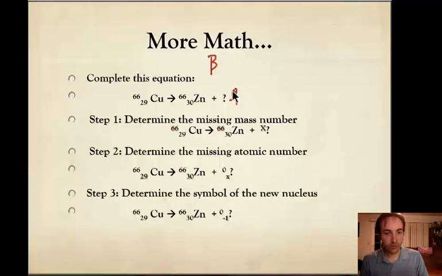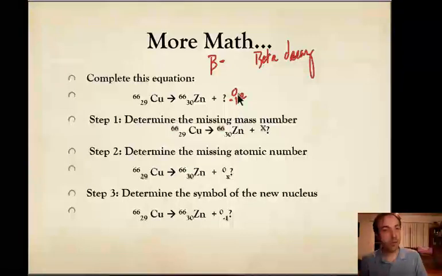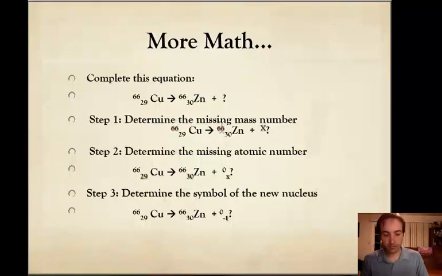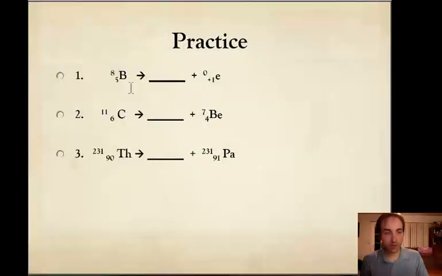So what particle has a mass of 0 and a charge of -1? An electron. Since electrons have a negative charge, this is beta negative decay, also known as simply beta decay. This is not positron decay. If this was positron decay, this would be a positive electron. Easy as that.